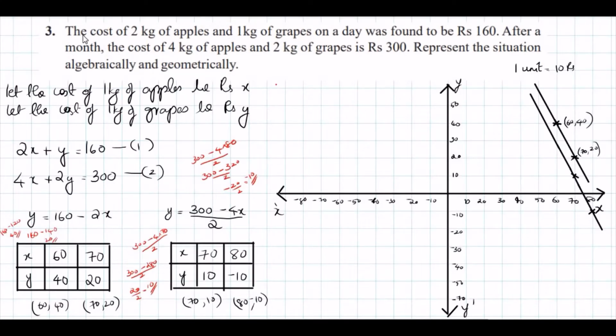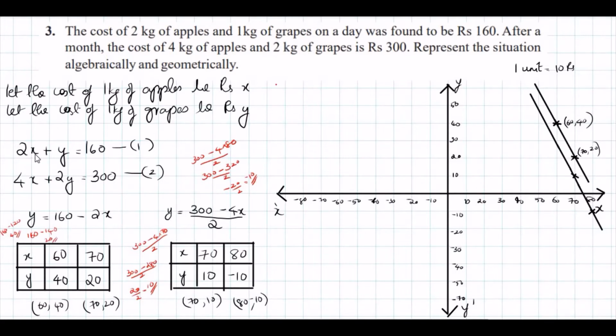The last question is: the cost of 2 kg of apples and 1 kg of grapes on a day was found to be rupees 160. After a month, the cost of 4 kg of apples and 2 kg of grapes is rupees 300. Represent the situation algebraically and geometrically. This question is similar to the second one. So here, let's take the cost of 1 kg of apples to be rupees x and 1 kg of grapes to be rupees y. So the first linear equation is 2x plus y equal to 160.